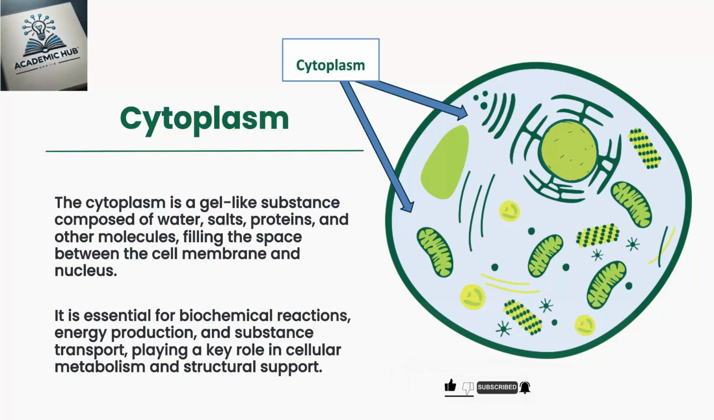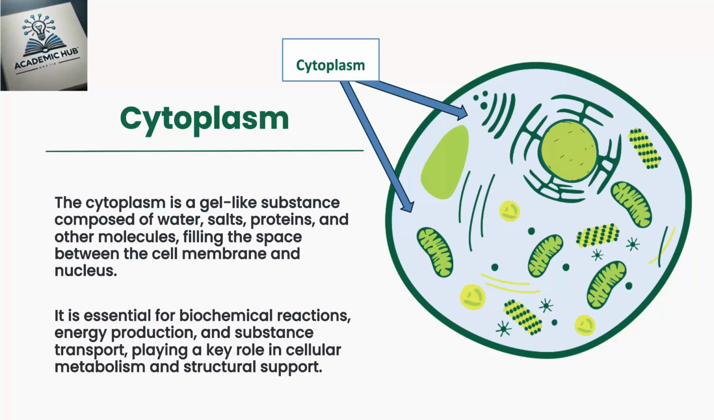Second is cytoplasmic streaming, the directed flow of cytoplasm that helps distribute nutrients and organelles. Third is vesicular transport, in which substances are enclosed in vesicles and moved within the cytoplasm. For example, cytoplasmic streaming in plant cells. In plant cells, cytoplasmic streaming moves chloroplasts around the cell, ensuring maximum light absorption for photosynthesis.